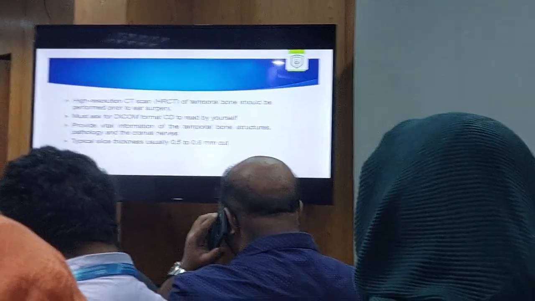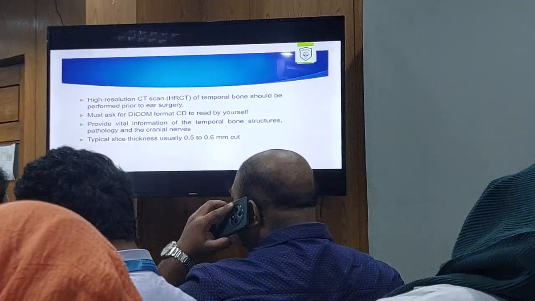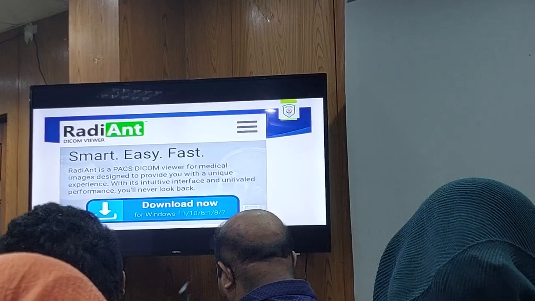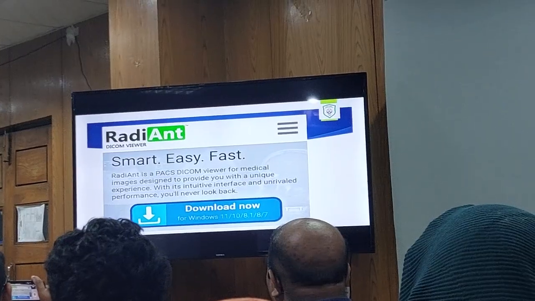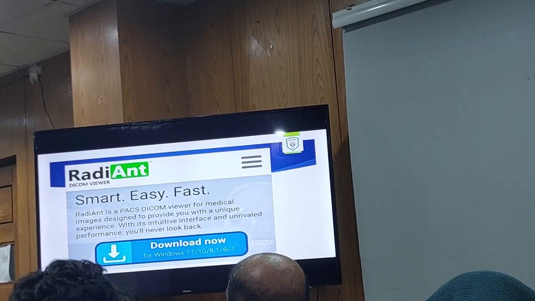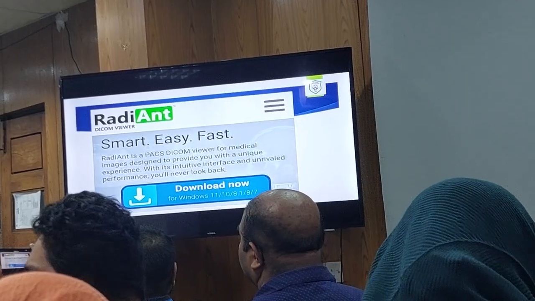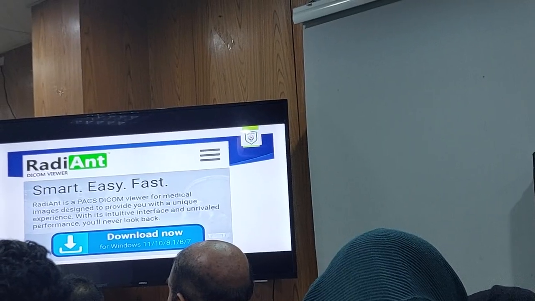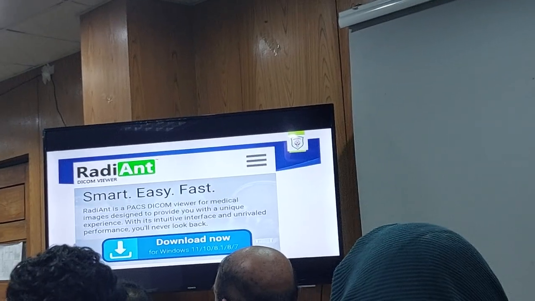need to know how to read the CT scan. This is the software. Most of us think we know this software. We must have Radiant DICOM viewer software. Download it on your laptop or desktop. Every 3 months, it is free for use. After 3 months of using, you can re-download it and again you can use it.